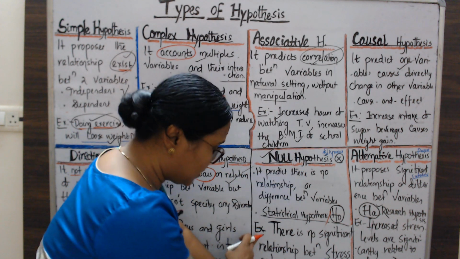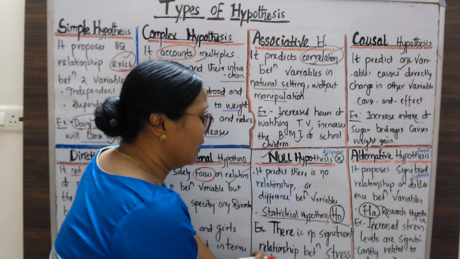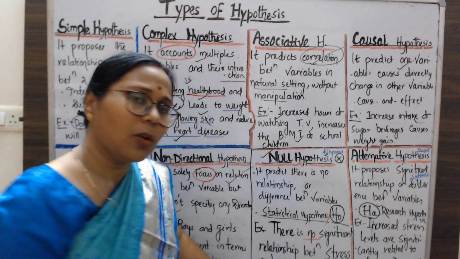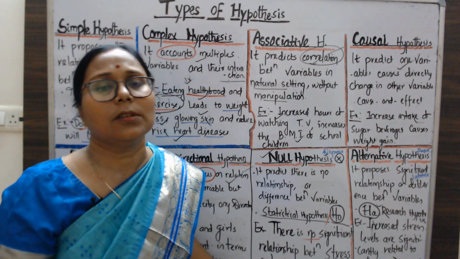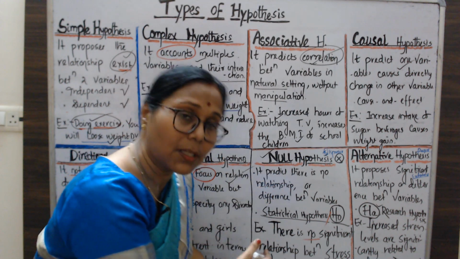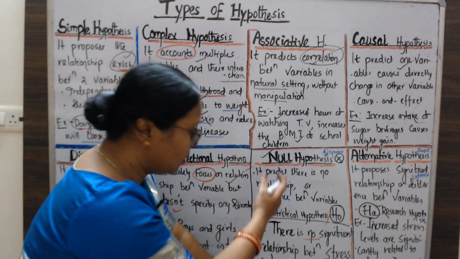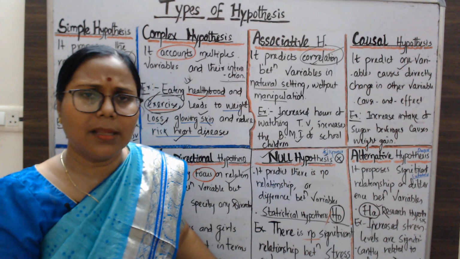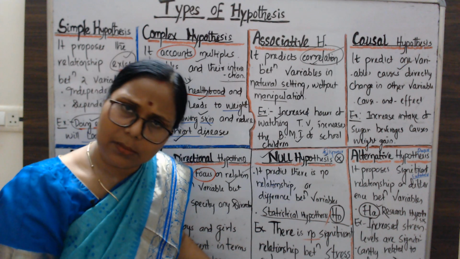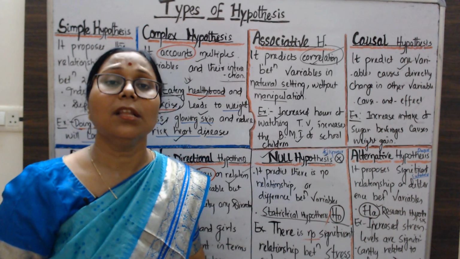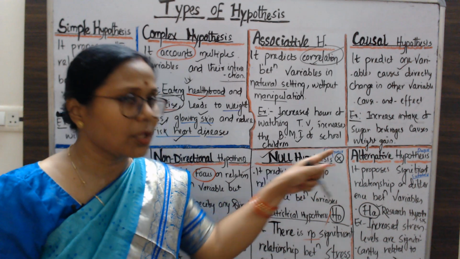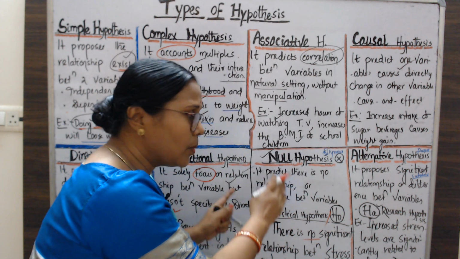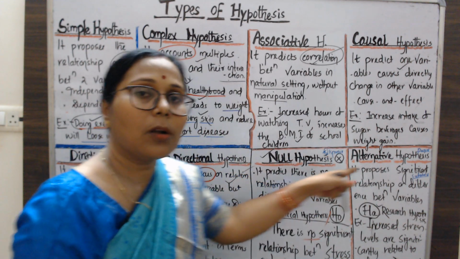Second example: there is no significant relationship between stress and the immune system. Here it is already declared that there is no significant relationship, so this comes under the null hypothesis. If you collect data and statistically analyze it, and you find that really there is no relationship between stress and immune system, then this comes under the null hypothesis, and the researcher always wants to disprove this hypothesis. If the null hypothesis is disproved or rejected, then we move on to the alternative hypothesis.